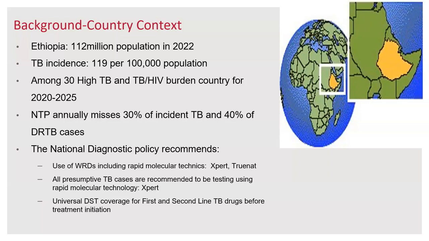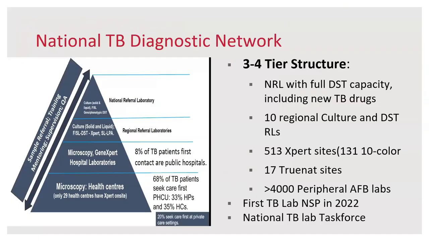However, the national program still has an access issue to rapid molecular tests and to ensuring universal DST for first-line and second-line drugs for all registered TB and RR-TB cases. On top of that, the country also misses around 30% of annually estimated incident TB cases and 40% of drug-resistant TB cases. The national diagnostic policy in Ethiopia endorses the use of rapid molecular technology whenever it is available. So this is the national TB diagnostic network structure.